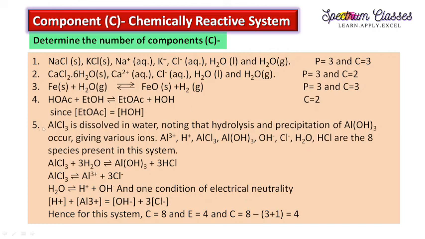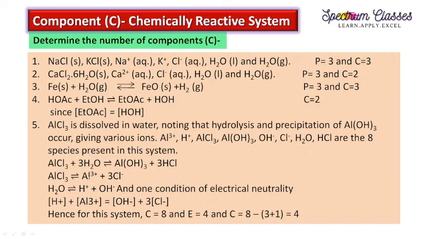Now coming to question number 5. This question I have taken from a research paper. AlCl3 is dissolved in water, noting that hydrolysis and precipitation of Al(OH)3 occur, giving various species: Al3 plus, H plus, AlCl3, Al(OH)3, OH minus, Cl minus, H2O, HCl. If we count these species, the number of species is 8 in this given system.